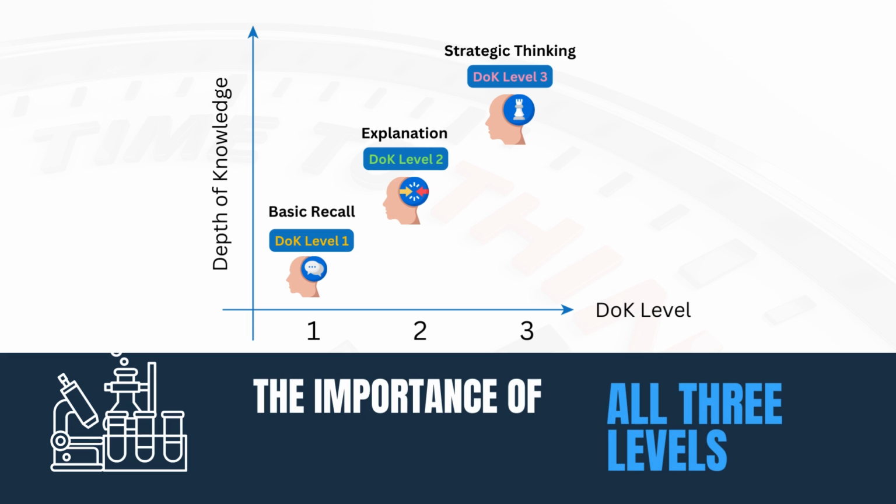First of all, questions at all 3 levels are important. DoK level 1 questions are great for covering a lot of information. So you can't cover a lot of information when we're thinking at DoK level 3, but DoK level 1 allows us to cover the most information. So DoK level 1 questions are effective at their job, basic recall.